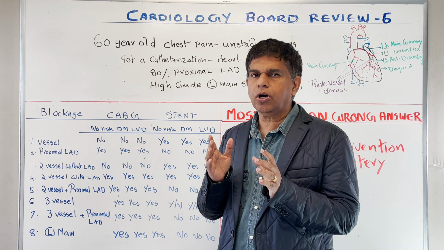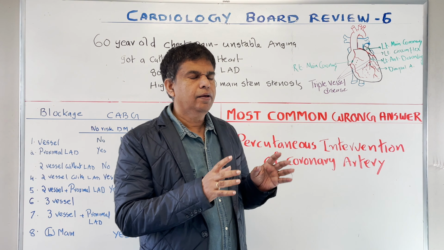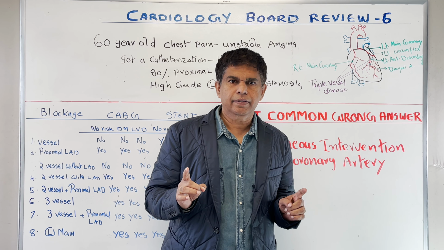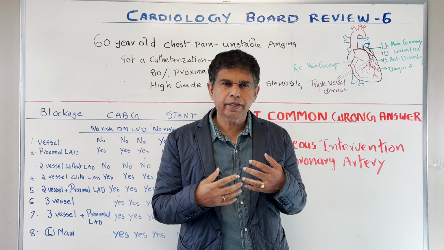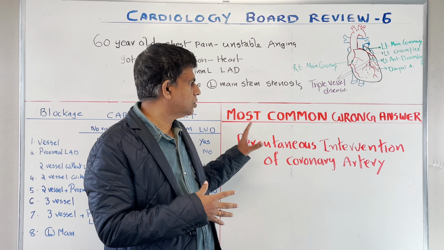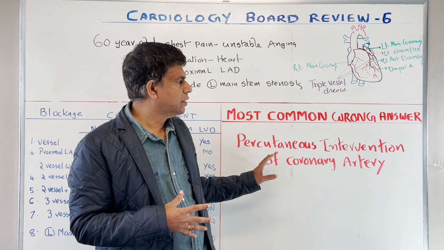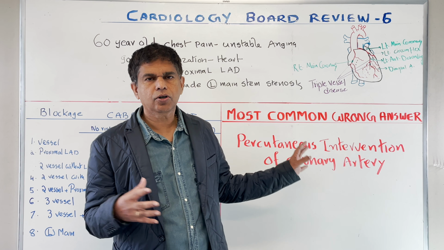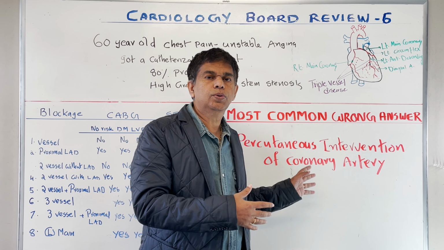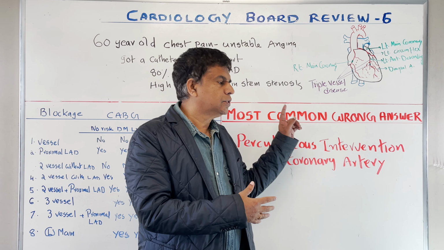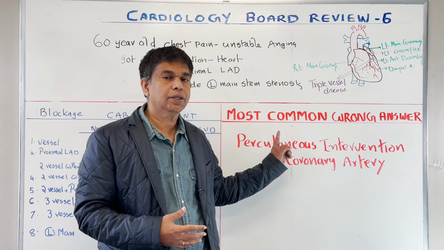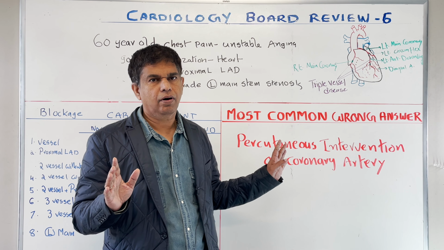What is the most common wrong answer? The main concept is we're going to look at the most common wrong answer people give. That's how we can better understand, and they'll remember more. The most common wrong answer is percutaneous coronary intervention, PCI, or drug-eluting stent. This answer is wrong. Don't pick it, but most people usually pick this answer and get it wrong.